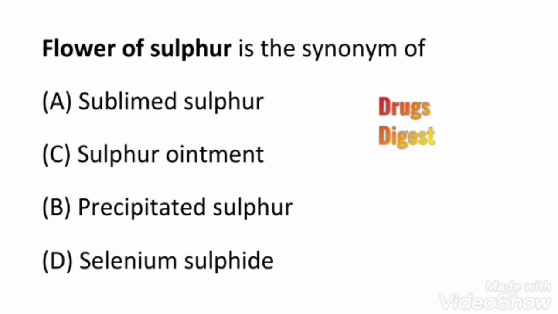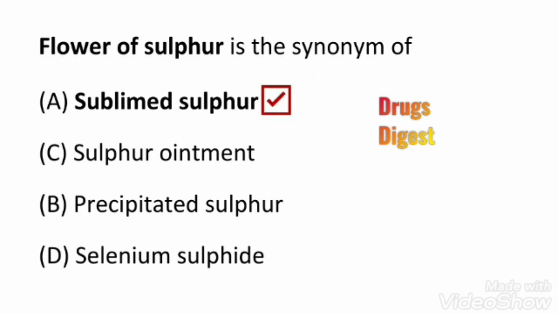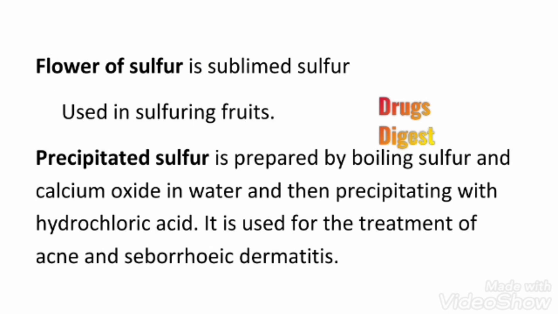Next question. Flower of sulfur is a synonym of: sublimed sulfur, sulfur ointment, precipitated sulfur and selenium sulfide. Here the answer is sublimed sulfur. Flower of sulfur is sublimed sulfur. It is used in sulfuring fruits. Precipitated sulfur is prepared by boiling sulfur and calcium oxide in water and then precipitating it with hydrochloric acid. It is used for the treatment of acne and seborrheic dermatitis.